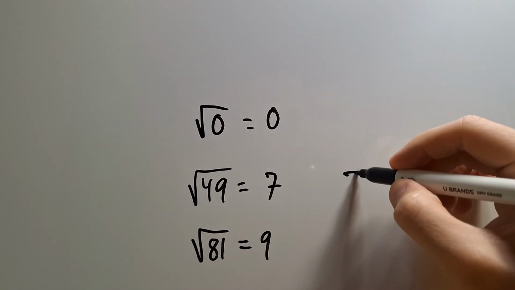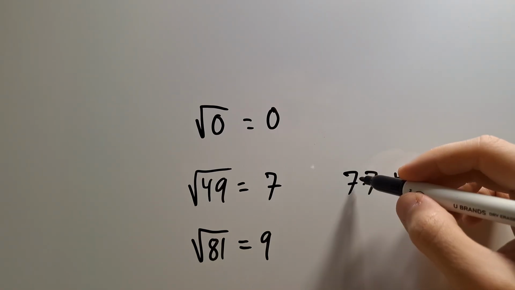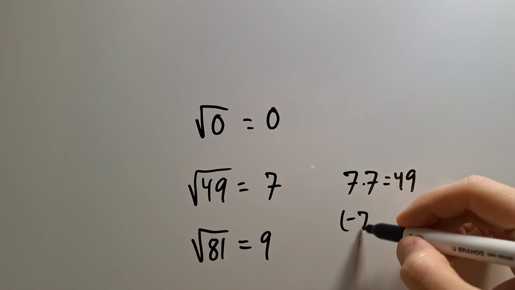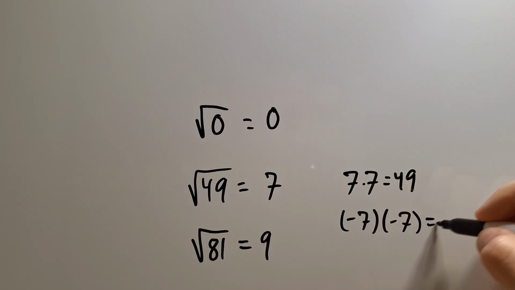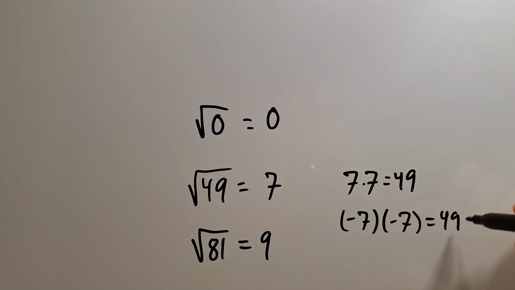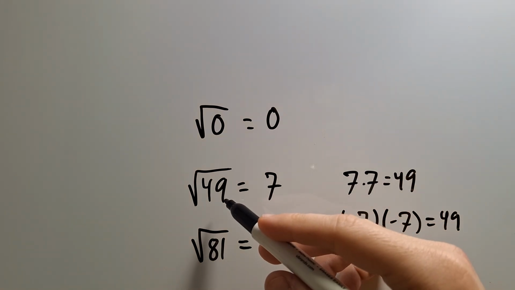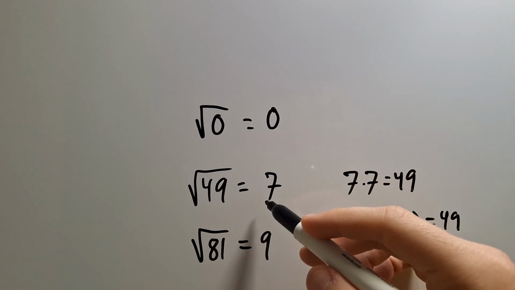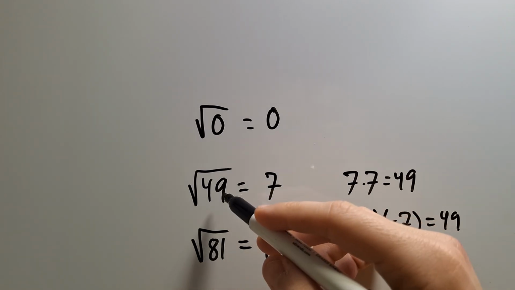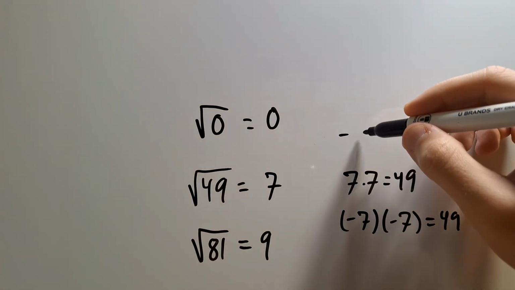As mentioned before, we know that 7 times 7 is 49. At the same time, negative 7 times negative 7 is also 49. So the positive square root of 49 is 7, and the negative square root of 49 is negative 7. Typically, that would be denoted like this.